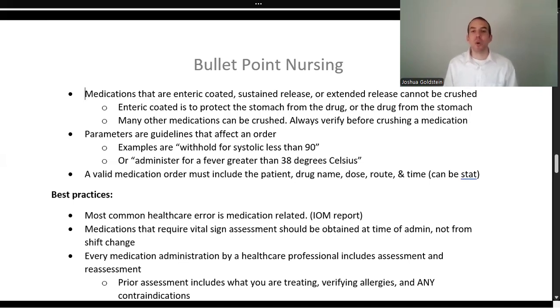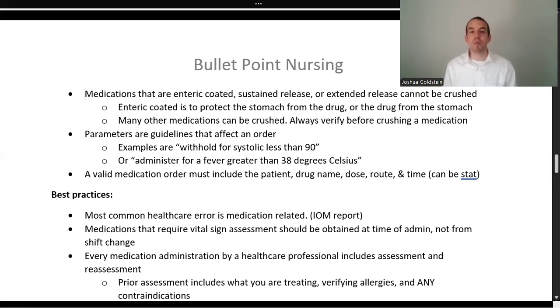Next, a valid medication order must include the following: the patient's name, the drug name, the dose, the route, and the time. The time might just say stat or one time or now or something like that, but it does have to have all of those. If it's missing any of those, it is not a valid prescription.